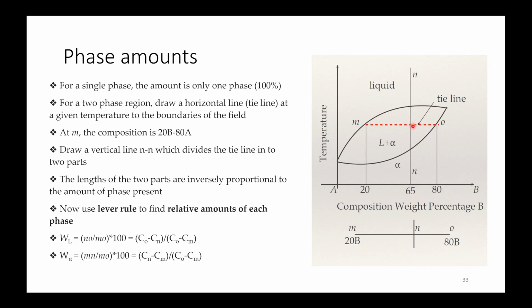The lengths of these two parts are inversely proportional to the amount of phases present. Now use the lever rule to find the relative amounts of each phase. For example, for liquid, you can say NO divided by MO, 80 minus 20. And for alpha, MN, which is 65 minus 20, divided by 80 minus 20.